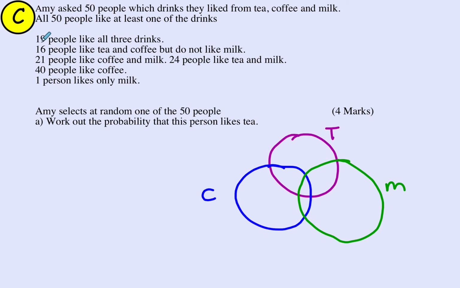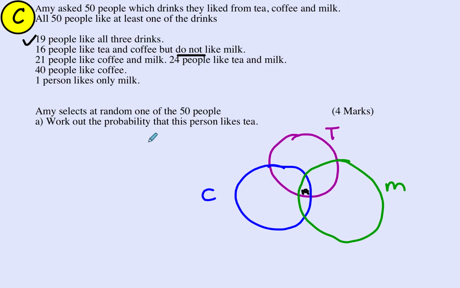So let's have a look. So 19 people like all 3 drinks, so 19 belongs right in the middle there. So let me just draw that better. So that space represents 19, so it's quite a tight space I'm writing in. 16 people like tea and coffee, but they do not like milk.